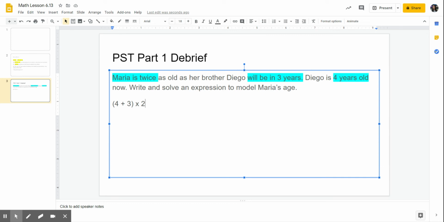So now that I've checked my work and I know that my expression is correct, I'm going to do the second step. So I'm going to actually solve it. Okay. So these parentheses show me that the very first thing that I need to do is do 4 plus 3. We know that 4 plus 3 is 7. I'm going to bring everything down. 7 times 2 is 14. So we know that Maria is 14 years old.